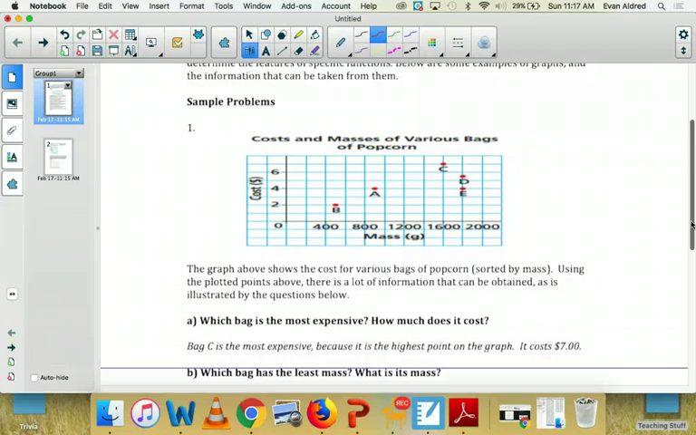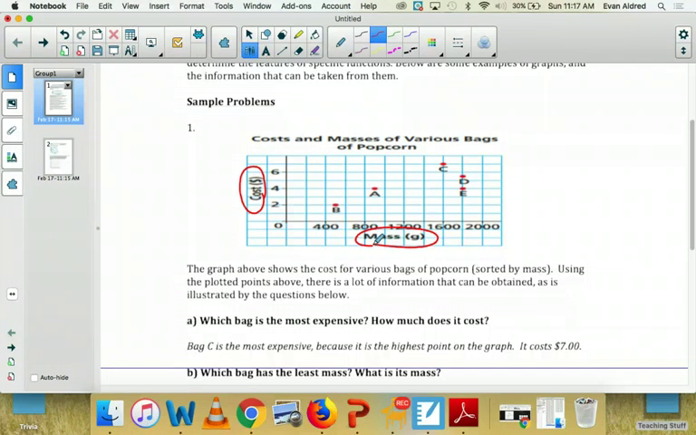various bags of popcorn. So there's 5 bags of popcorn that are plotted on this graph. They are labeled with the letters A through E. So each letter represents a different bag of popcorn, and each bag has both a cost and a mass. And you'll notice that the labels on each axis will tell you what pertains to what.